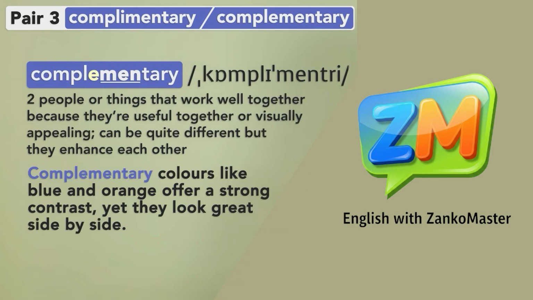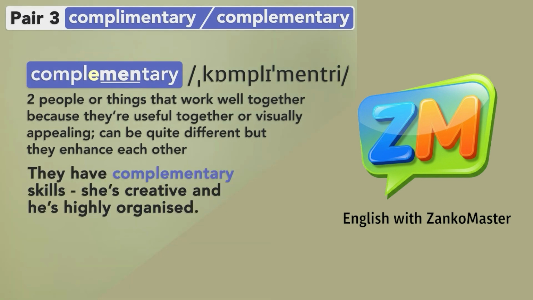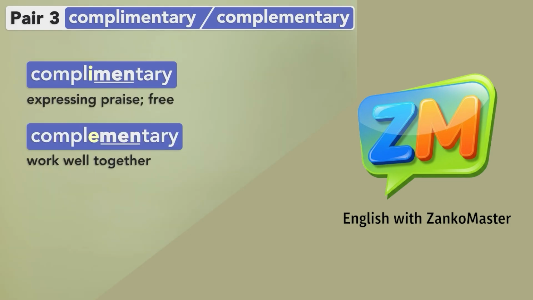Now, complementary with an E refers to two people or things that work well together, either because they are useful together or visually appealing. The two elements can be quite different, but they enhance each other. For example, complementary colors like blue and orange offer a strong contrast, yet they look great side by side. Another example: they have complementary skills. She's creative and he's highly organized.